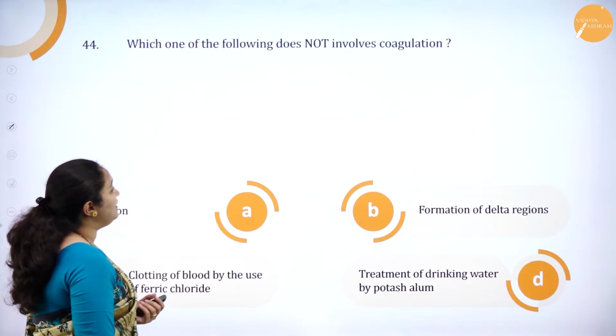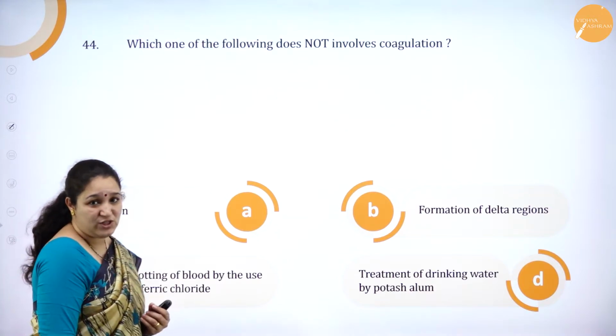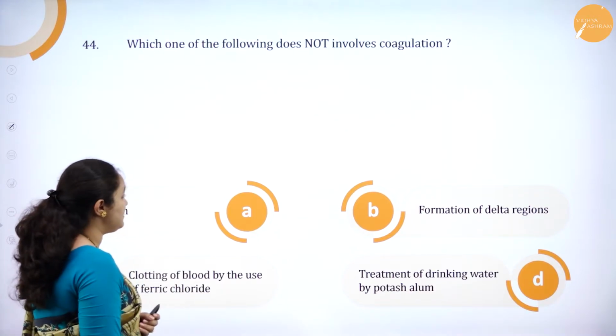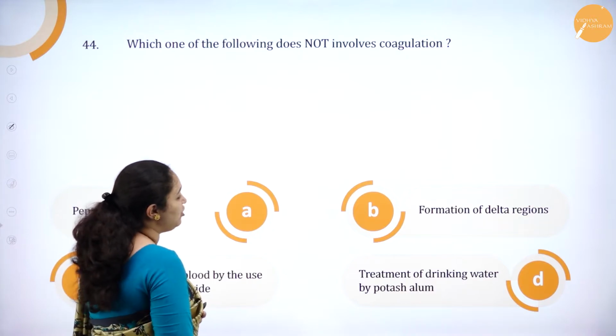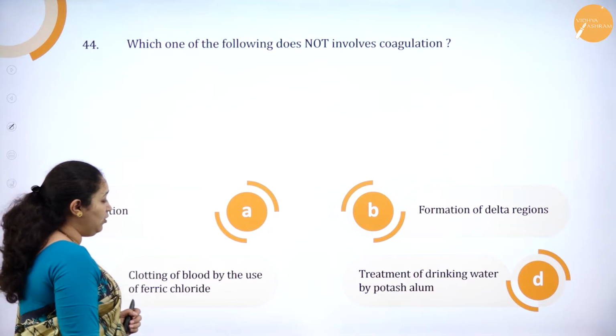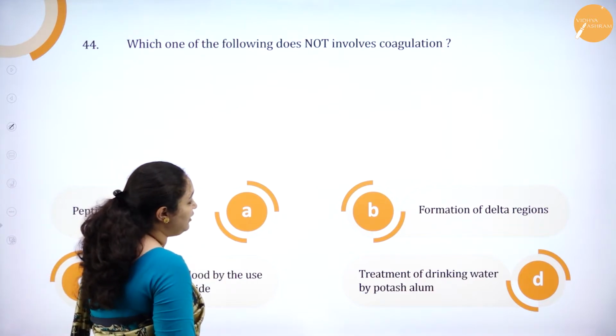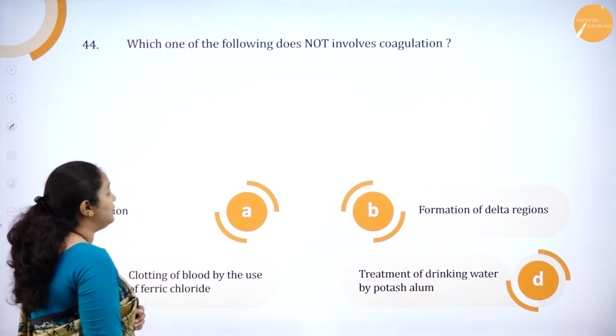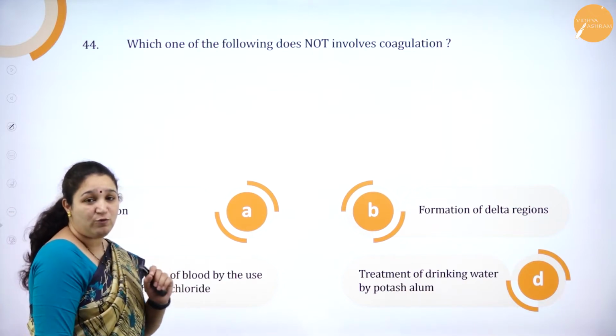Which one of the following does not involve coagulation? Option A, peptization. Option B, formation of delta region. Option C, clotting of blood by the use of ferric chloride. Option D, treatment of drinking water with potash alum. So, which does not involve coagulation?